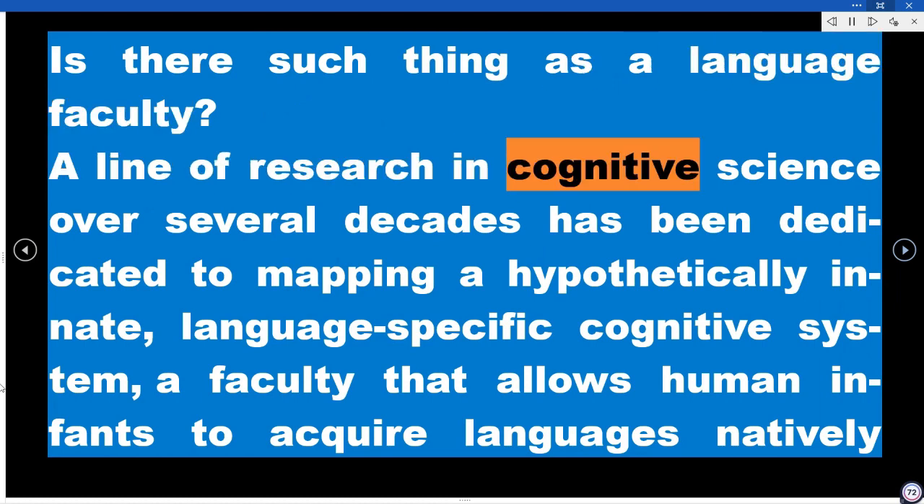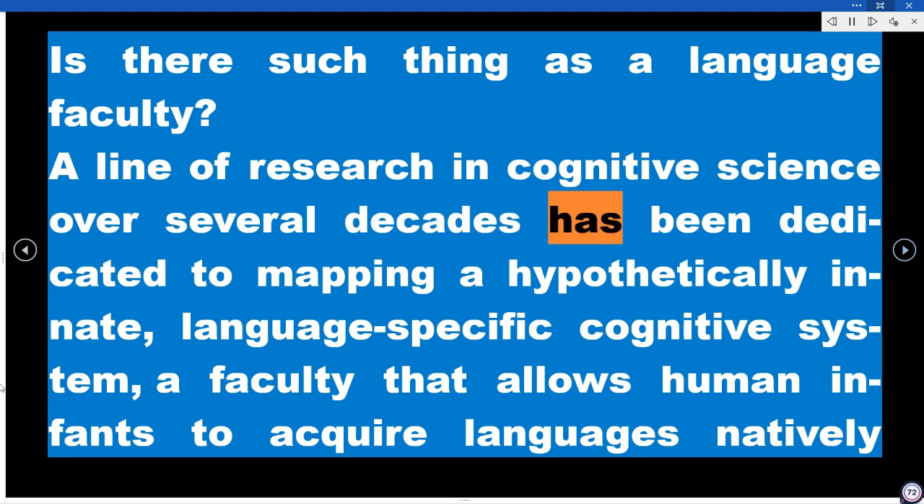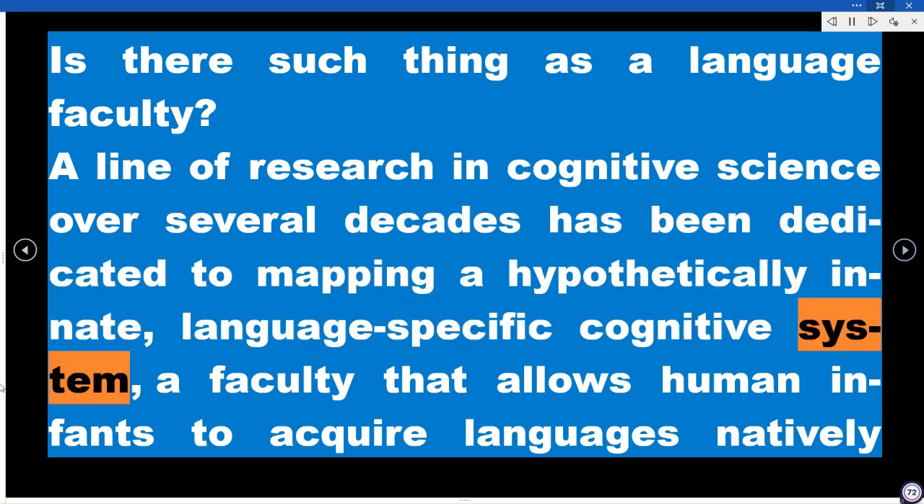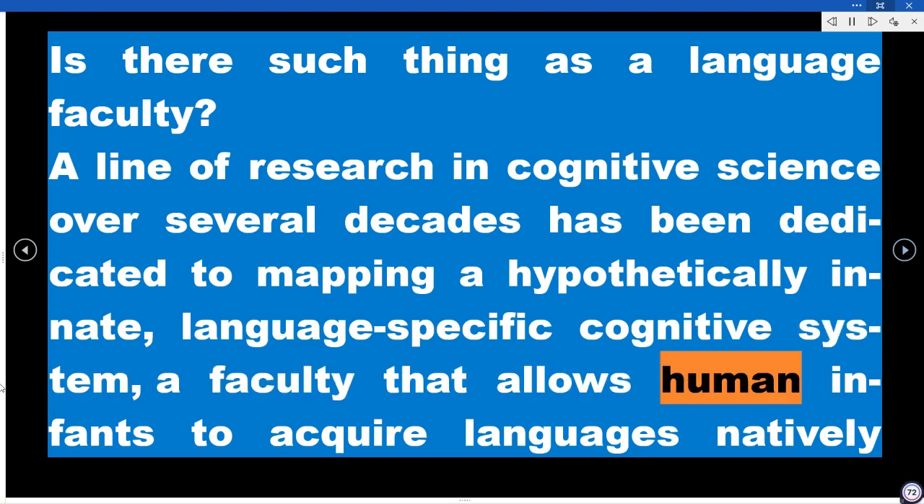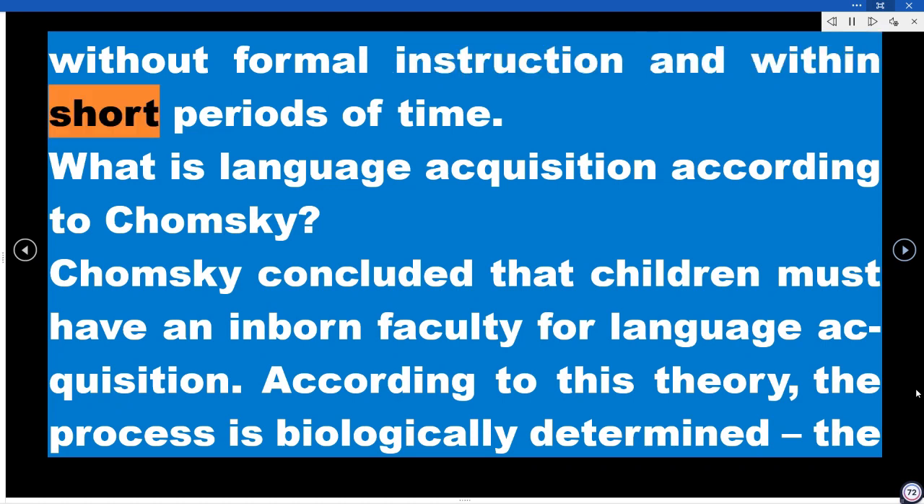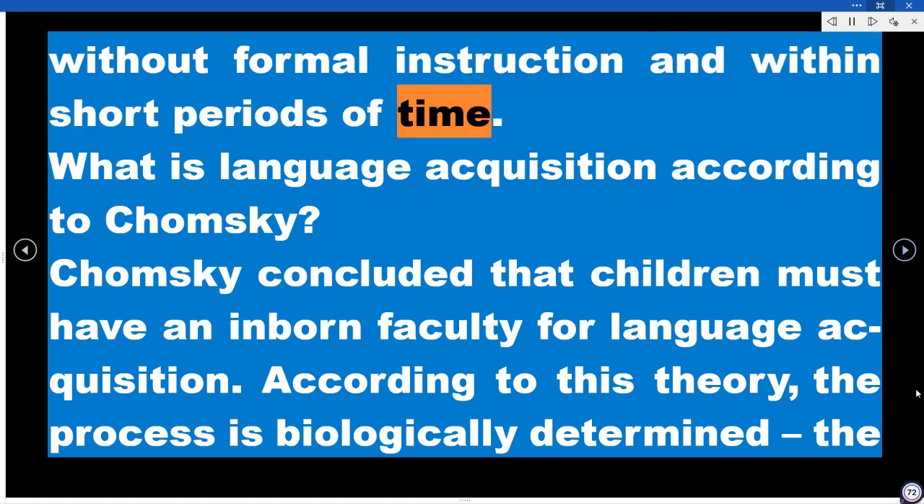A line of research in cognitive science over several decades has been dedicated to mapping a hypothetically innate, language-specific cognitive system, a faculty that allows human infants to acquire languages natively without formal instruction and within short periods of time.